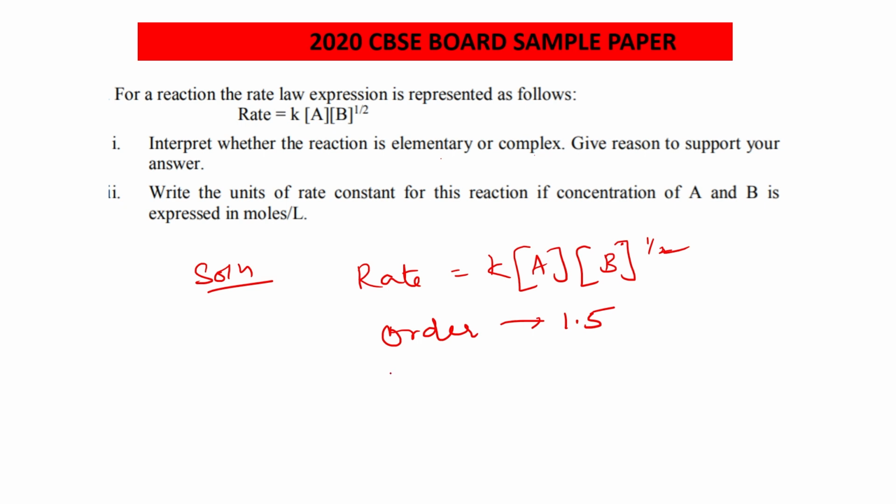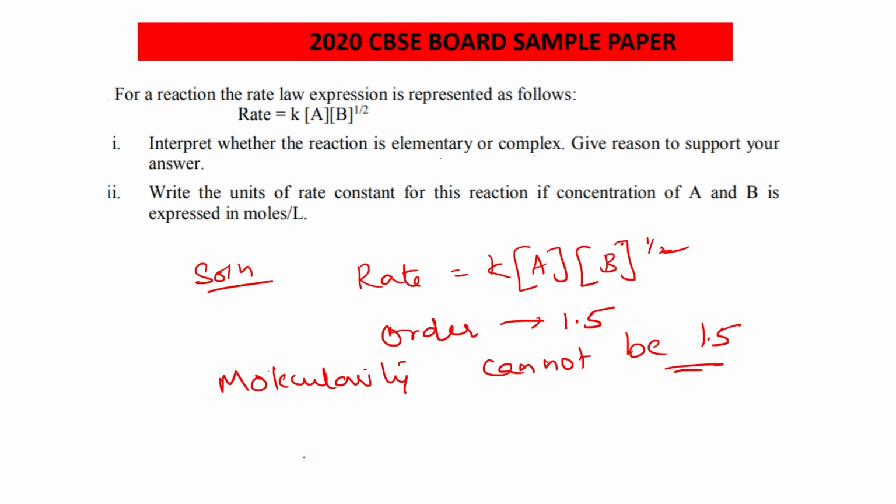Fractional order we have got. So always remember, molecularity can never be 1.5, correct? Because they've asked whether it is elementary or not. So order, what is molecularity? The number of molecules participating in the reaction. So we know molecularity cannot be 1.5, correct?